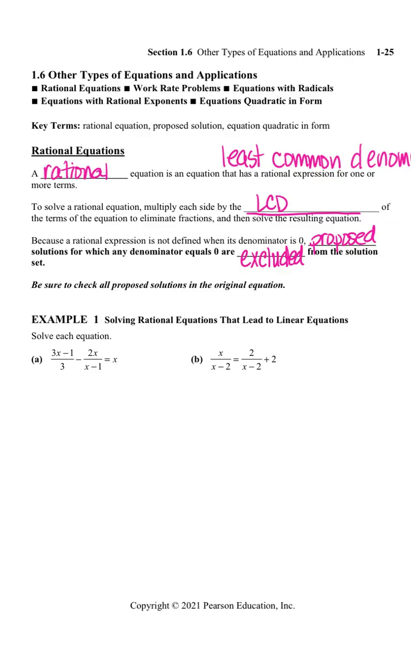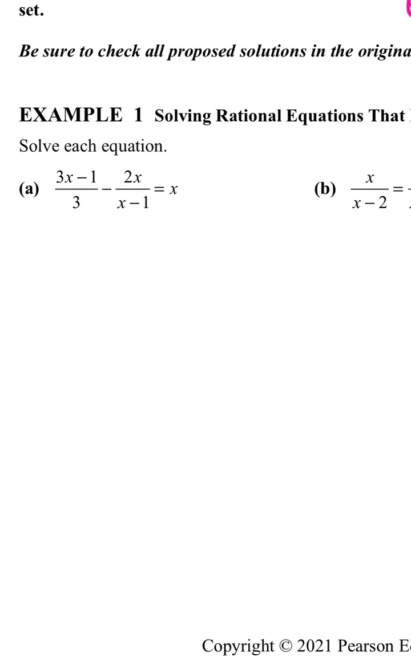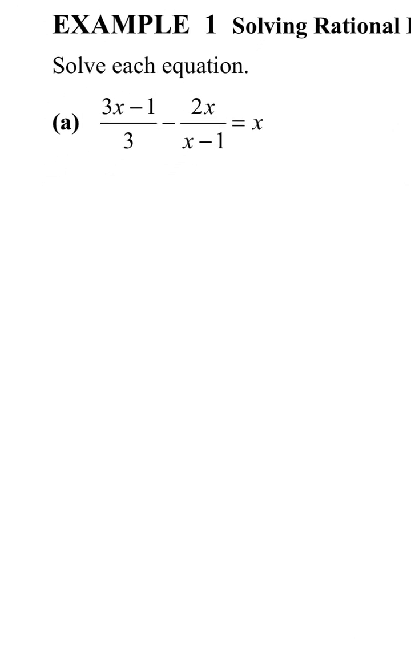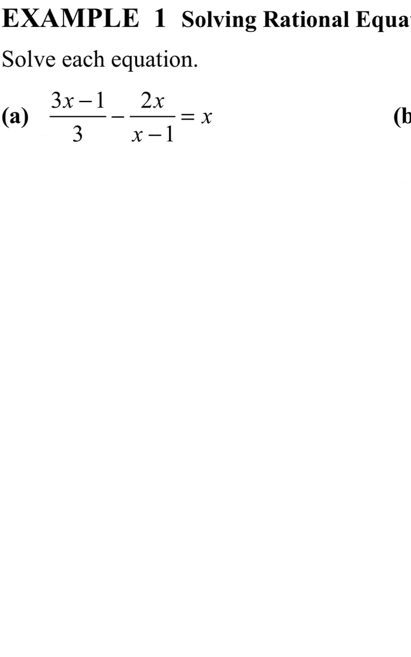So I'm going to zoom in, I should say, so we can just look at this equation right here. All right, so what we're going to do is multiply every piece by the LCD. And basically the LCD is whatever you have in the denominator. I have a 3 and an x minus 1. So I'm going to multiply this first fraction by 3 times x minus 1. I'm going to multiply this second fraction by 3 times x minus 1. And we're going to multiply this last piece by 3 times x minus 1.